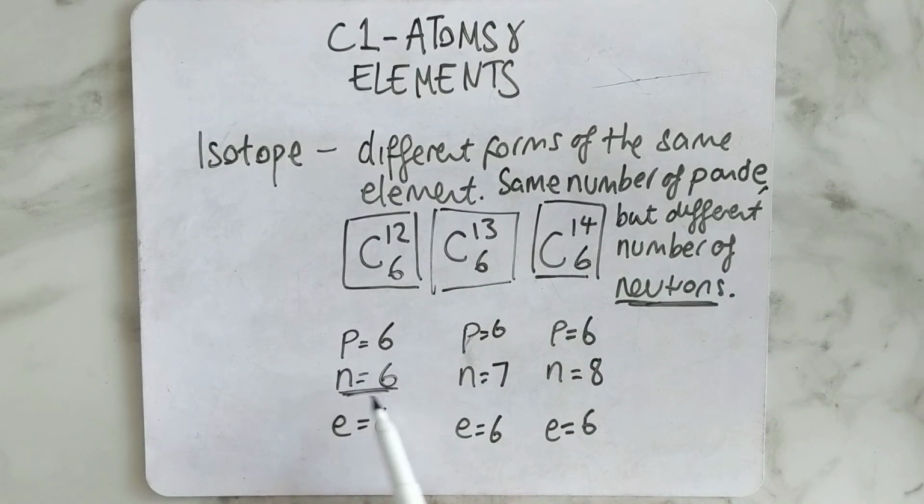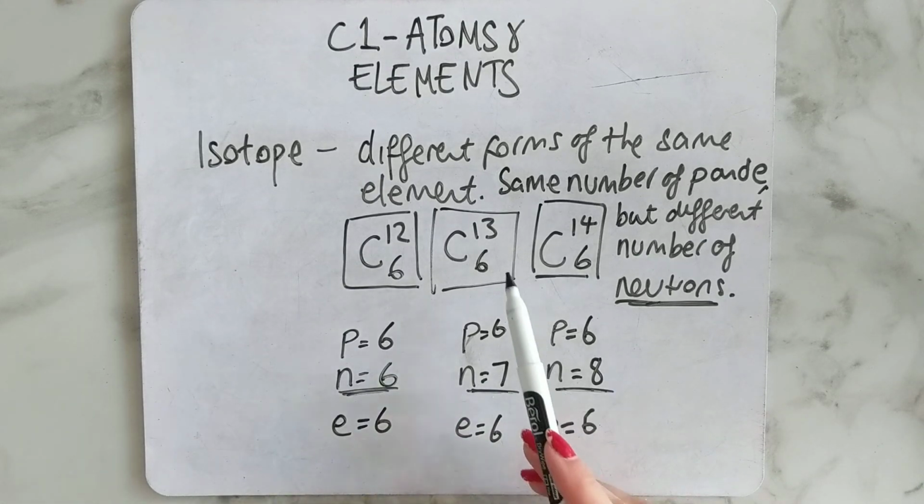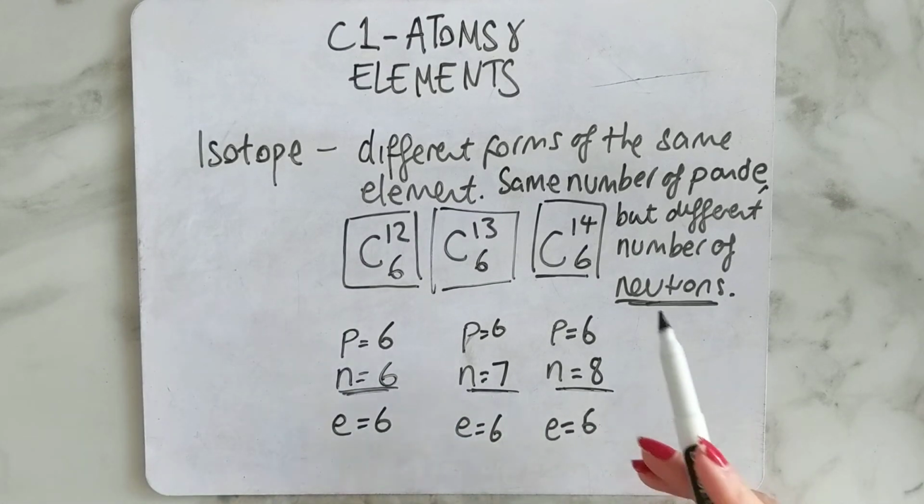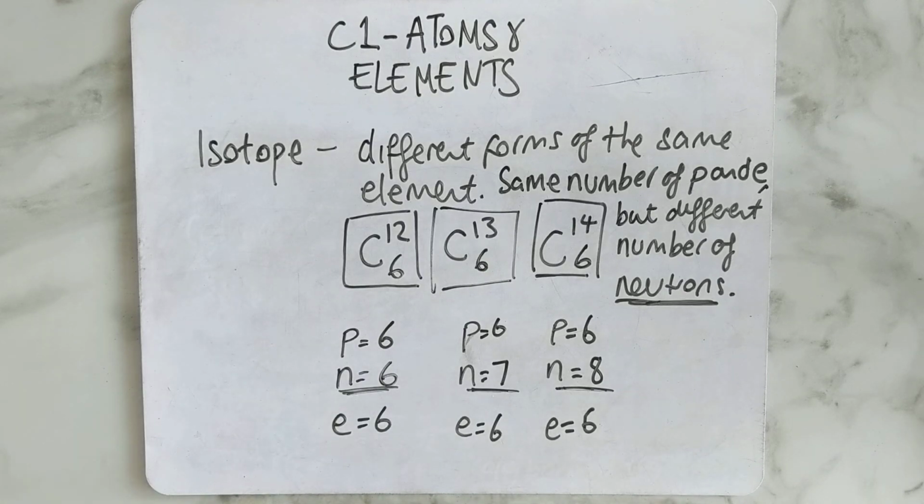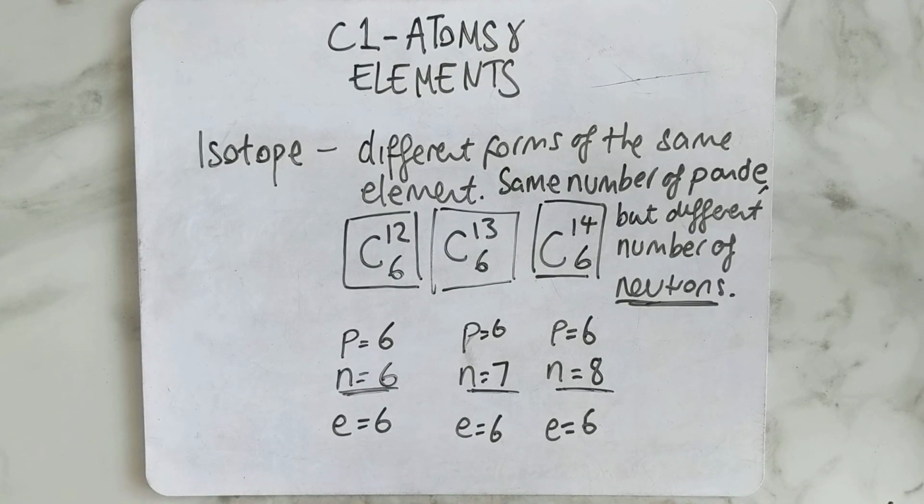So, can you see then? Look at the difference in neutrons for the 3 isotopes of carbon. Carbon 12 has 6 neutrons, carbon 13 has 7 neutrons, and carbon 14 has 8 neutrons. And that's it, that's an isotope. Same number of protons and electrons, different number of neutrons.